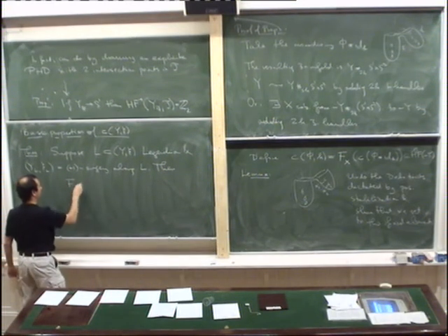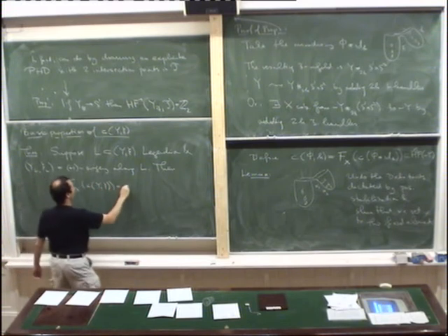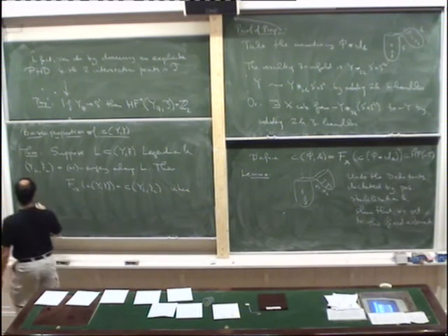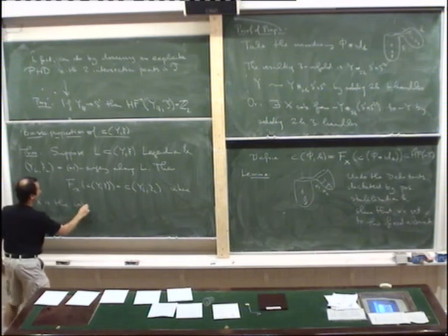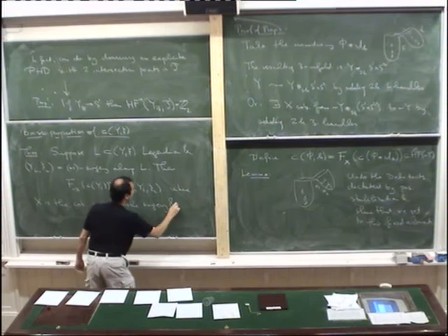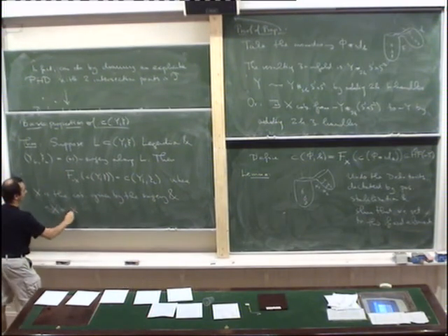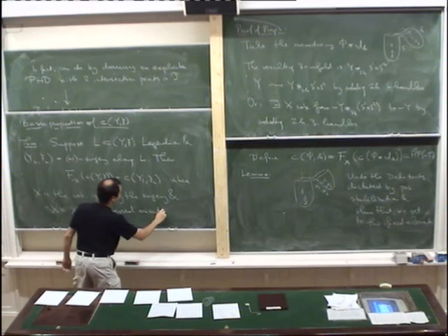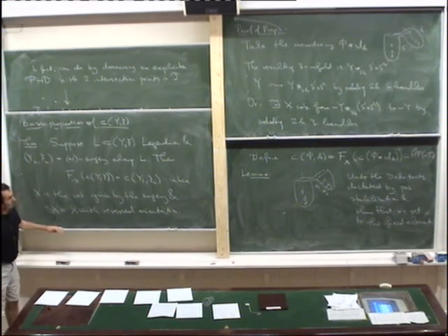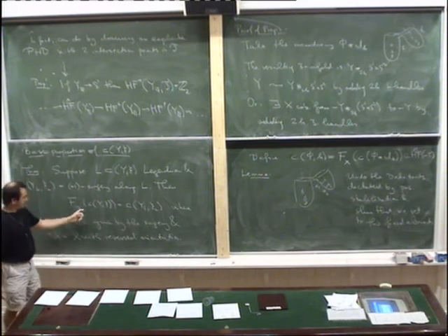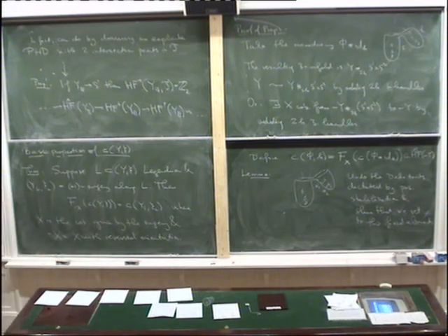F_{-X}(c(ξ)) is c(ξ_L), where X is the cobordism given by the surgery, and -X is equal to X with reverse orientation. Okay, so it just tells you how the contact invariant changes under +1 surgery. Remember that this is a linear map. And the magic is somehow that you have to flip the orientation here.